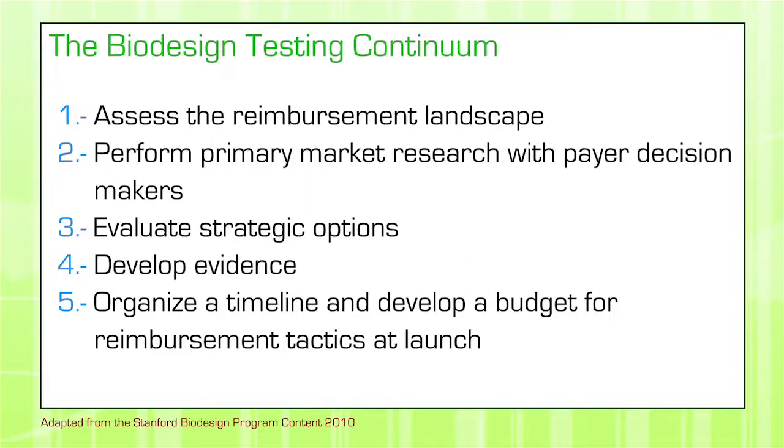After that, you want to evaluate the strategic options, so you must have or will have plenty of reimbursement options, but you want to choose the best one, and so you have to evaluate them. The way you evaluate those options fairly depends on the reimbursement schemes that you use. After that, you want to develop the evidence through clinical research and other types of research that give evidence to Medicare and Medicaid that your product is beneficial clinically and economically. And finally, you want to organize a timeline such as the one that I have shown you to develop a budget and a plan for reimbursement tactics at launch and before, and of course after that.